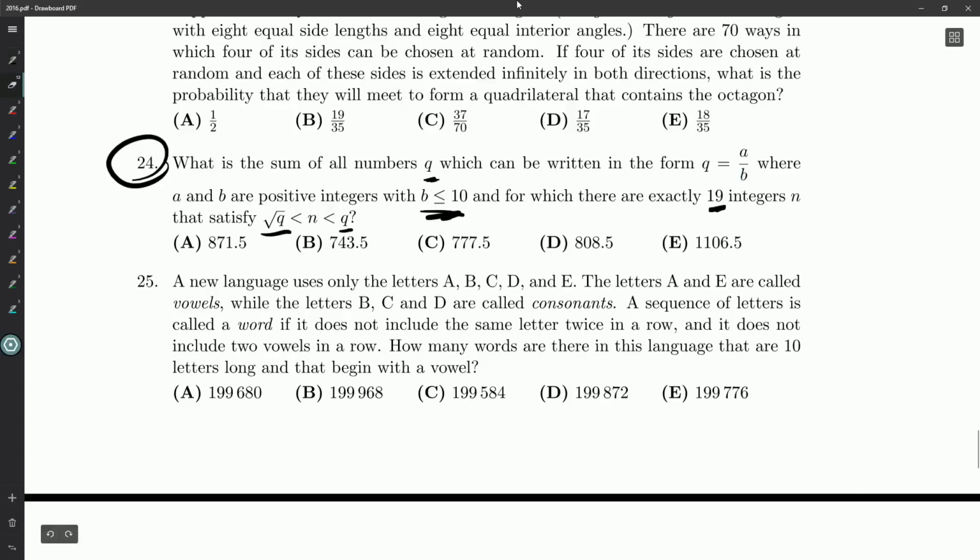Okay, I'm just taking a quick gander at our answers. Everything's got a 0.5, so I'm guessing at least there's one situation where b is 2, something like that. Okay, so positive integers, and we need 19 integers n that satisfy root q less than n less than q.